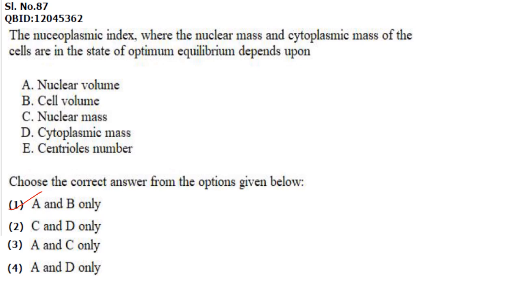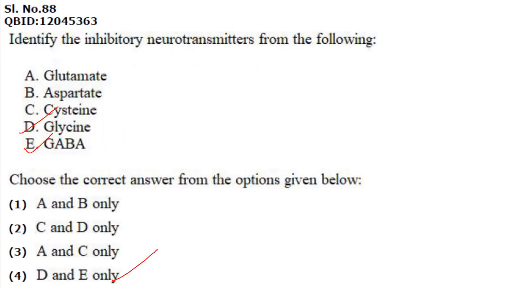Then next one. The nucleoplasmic index, where the nuclear mass and cytoplasmic mass of the cell are in the state of optimum equilibrium, depends upon nuclear volume and cell volume. So A and B only. Answer is option 1.